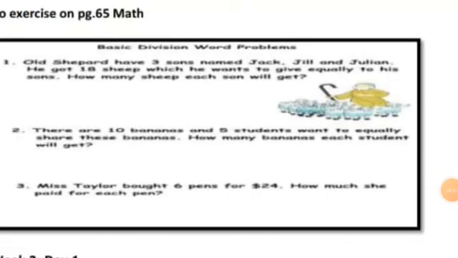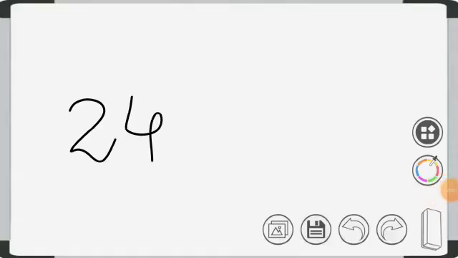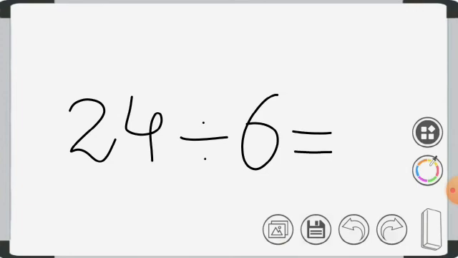Question number 3 is, Miss Taylor bought 6 pens for $24. How much did she pay for each pen? The total amount is 24 and she bought 6 pens. Again, we will revise the table of 6 until we get 24. 6 ones are 6, 6 twos are 12, 6 threes are 18, 6 fours are 24. This is the division sentence for question number 3.